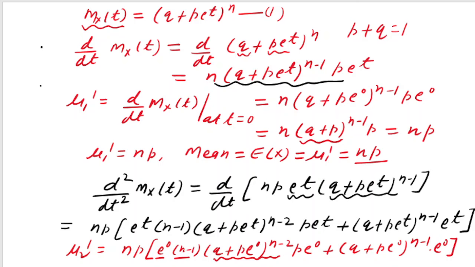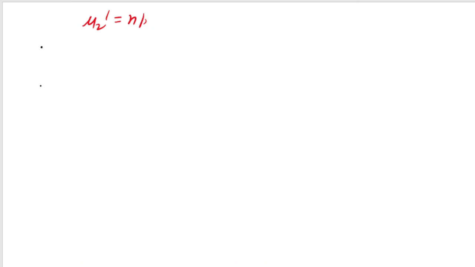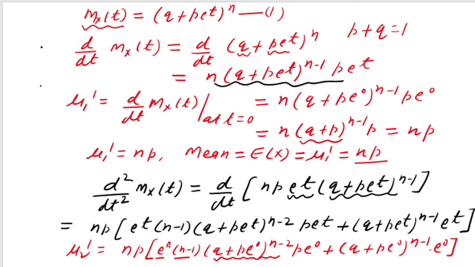So from here I will get n minus 1 into p, and from here I will get 1, right? So should I move to the next page to write this? So what is mu2 dash? Let me write again. You see I am writing np is there, so I am writing np, right? And in the bracket we have this term 1, so n minus 1, this term is also 1, so we have n minus 1 into p.